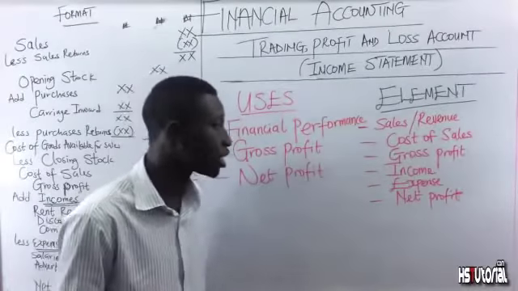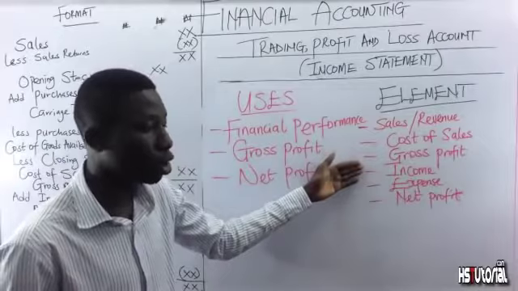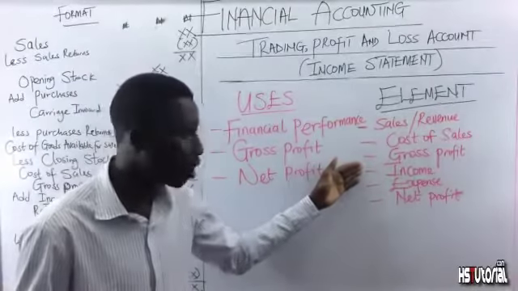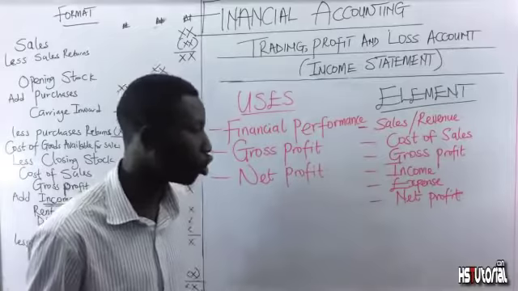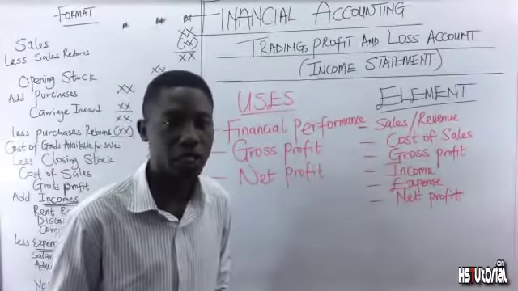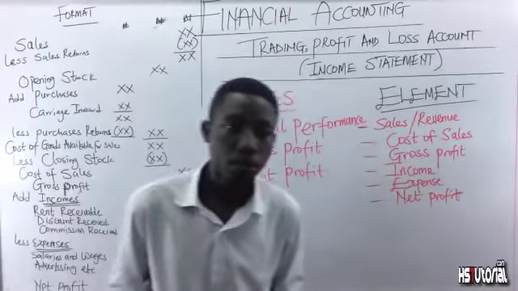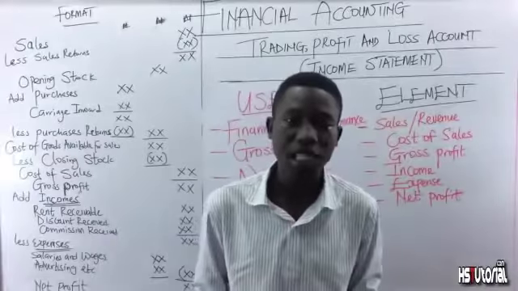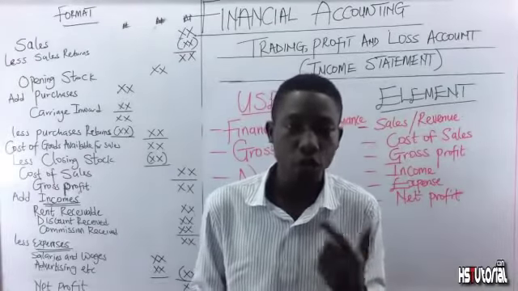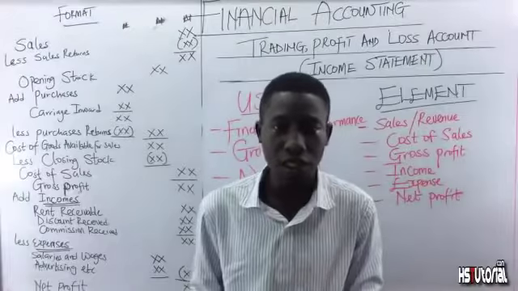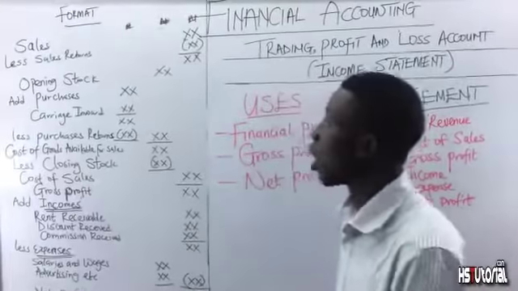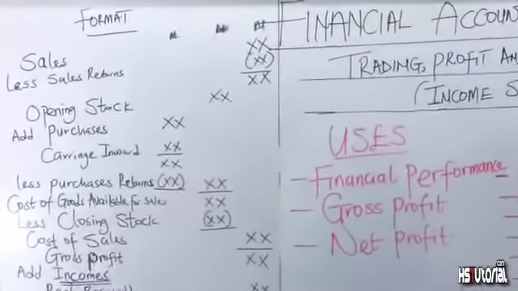So you will have to see your income as well. You must show the column for your income. You must also show the column for your expenses, and you must show your net profit at the end of it. Then I have prepared the format of income statement. How should an income statement look like? I have prepared it for you, then I will explain a few things on it. Now this is the format of income statement.